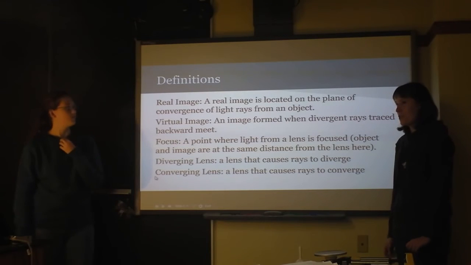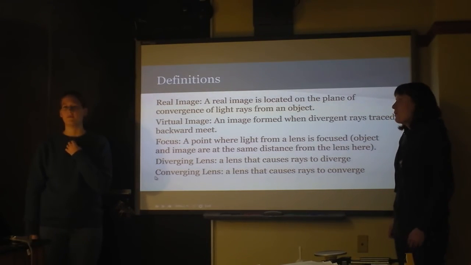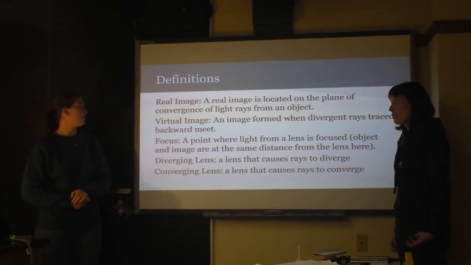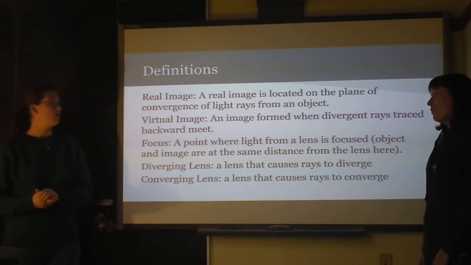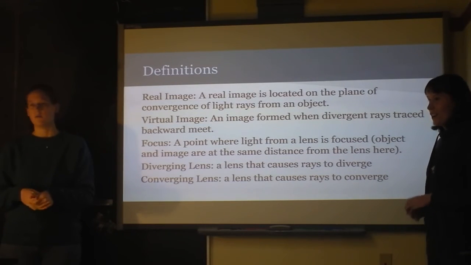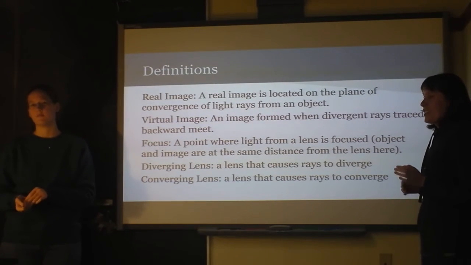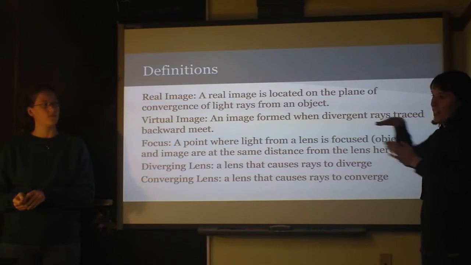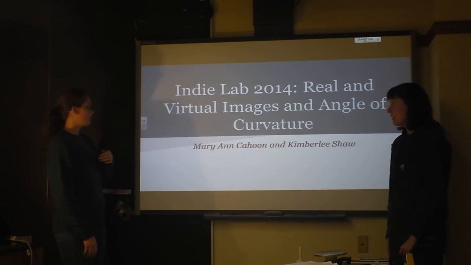So here's some definitions just so you all know, because we weren't quite sure exactly what a virtual image was before we started this. It's kind of where an image would appear if all the rays that are going forward came from a point relative to the line of action of the lens.